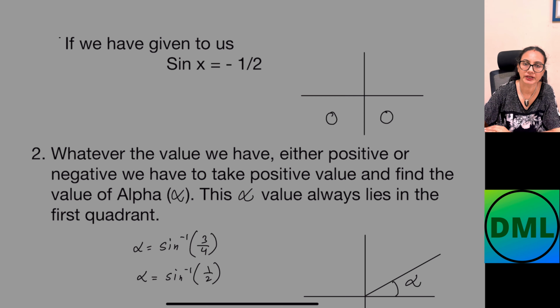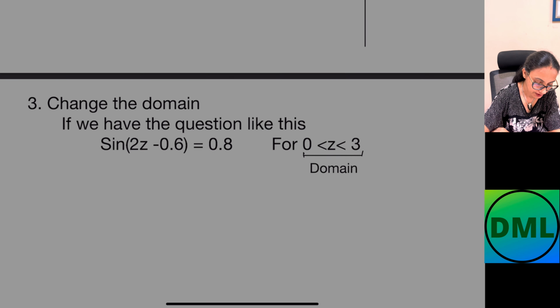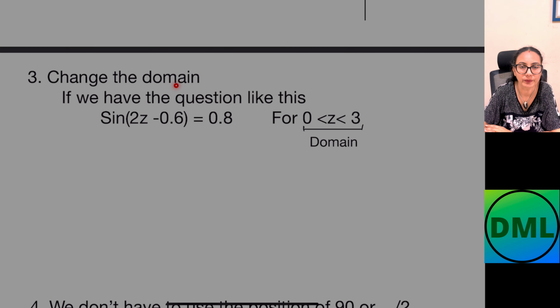The third point we have to take care of is to change the domain. What is the meaning of that? If we are given an equation like sin(2z minus 0.6) is equal to 0.8, for the domain given to us, z is greater than 0, less than 3. This is in radian mode. So we have to change the domain.